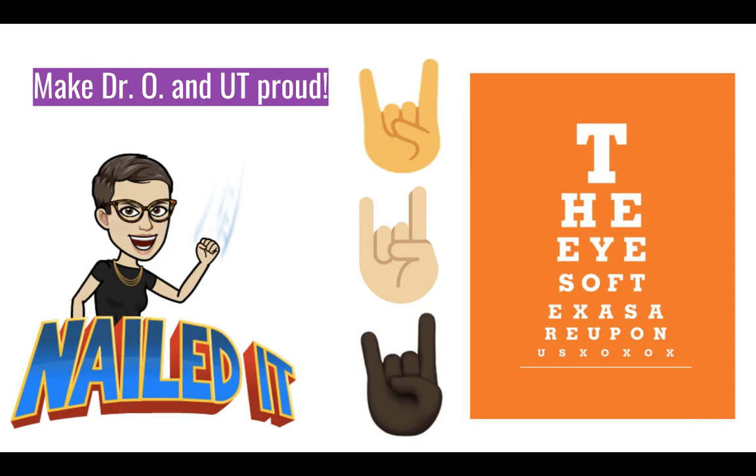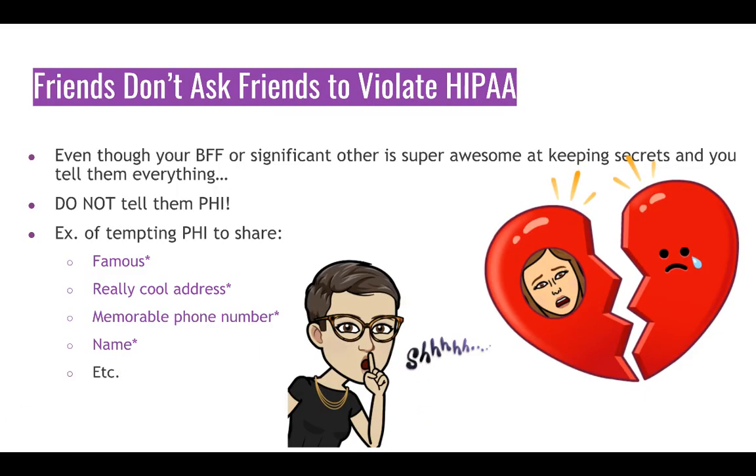We want to accomplish all these great, wonderful things with this study and get really good information that we can later publish and, like Dr. Osier said, get our Nobel Prize with. That is the goal. And if we violate HIPAA, then they probably will not try to nominate us for that Nobel Prize. So we really want to make sure we pay extra close attention to that. And so friends don't ask friends to violate HIPAA.